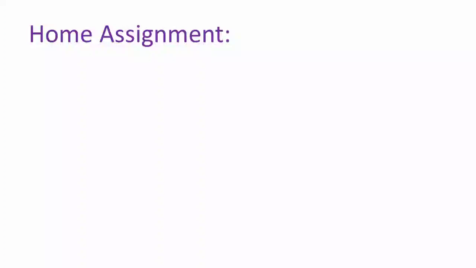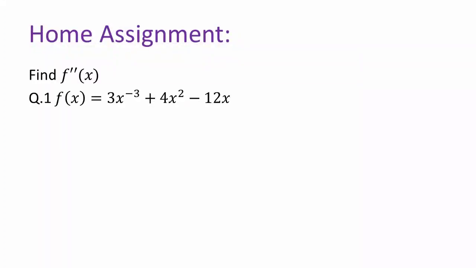Now try to solve these two questions and find the second derivative of the given function. First question is f of x is equal to 3x power minus 3 plus 4x square minus 12x, and the second question is f of x is equal to sine x plus cotangent x.